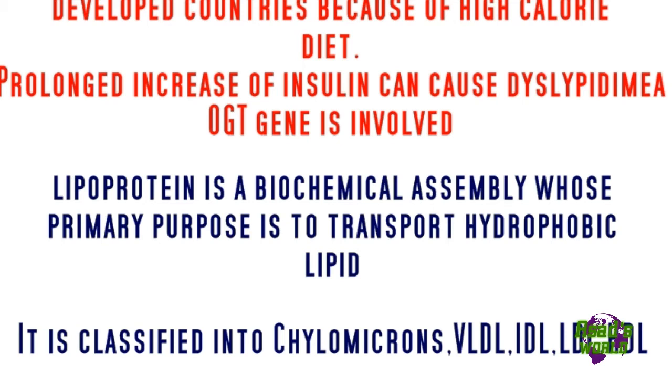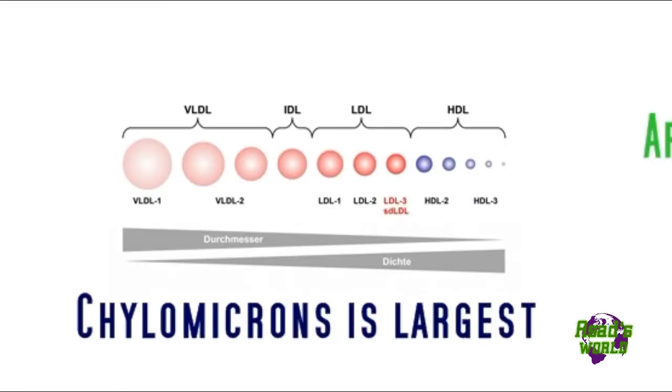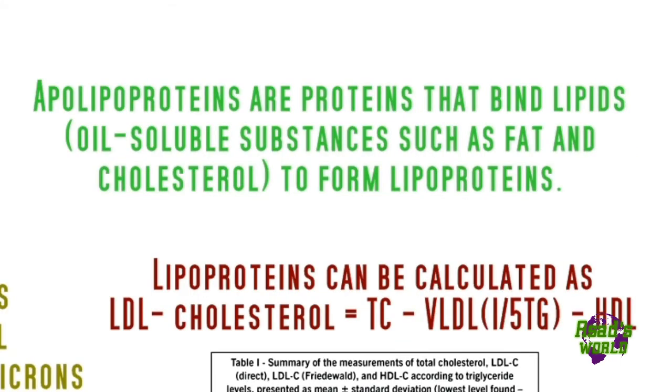VLDL is very low density lipoprotein, IDL is intermediate density lipoprotein, LDL is low density lipoprotein and HDL is high density lipoprotein. Now the chylomicrons are the largest lipoproteins, with size decreasing from VLDL to HDL. Now there are apolipoproteins as well.